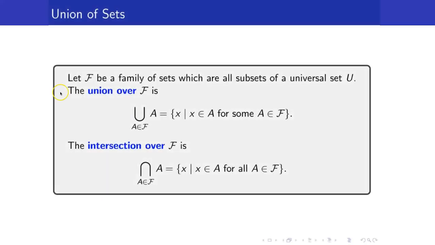Here is another way of writing the union of sets. Let script F be a family of sets which are all subsets of a universal set U. The union over F is written as follows, the union of all A such that A is an element of script F. It is the set of all x such that x is in A for some A in script F. And the intersection is also defined similarly, except that this time around, your x must be an element of A for all sets A in script F.